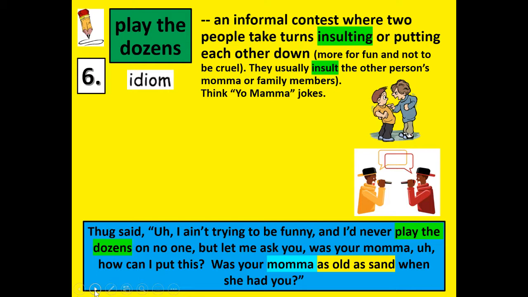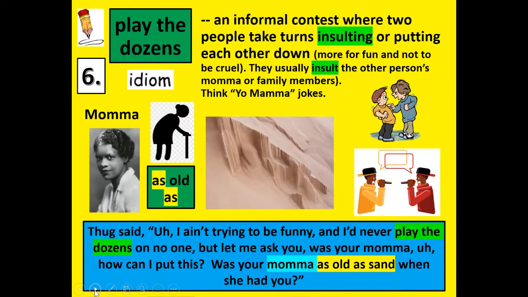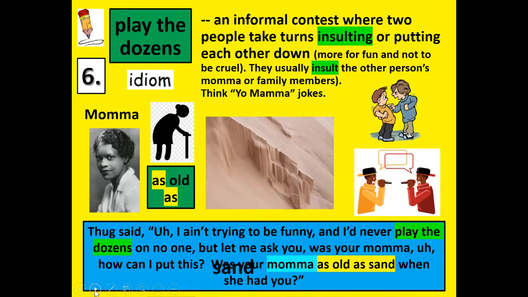So notice that Thug said, I'd never play the dozens. I'd never insult you. And then he says, was your mama as old as sand when she had you? So Thug is asking Bud, was your mama as old as sand? And that is a simile because it's comparing Bud's mom to sand.